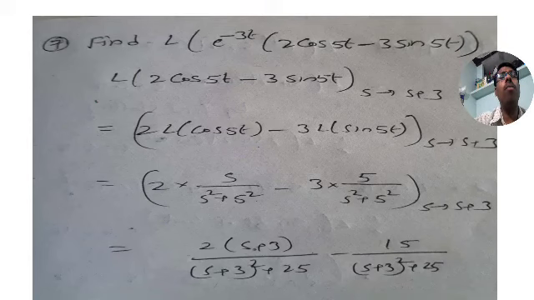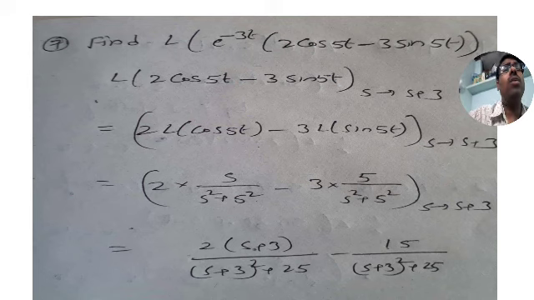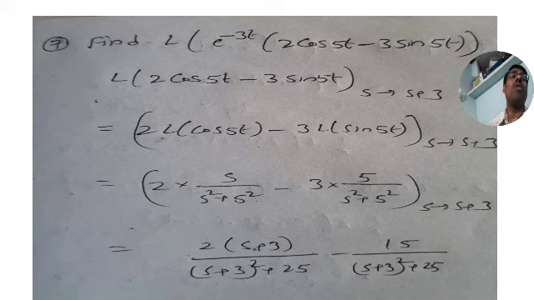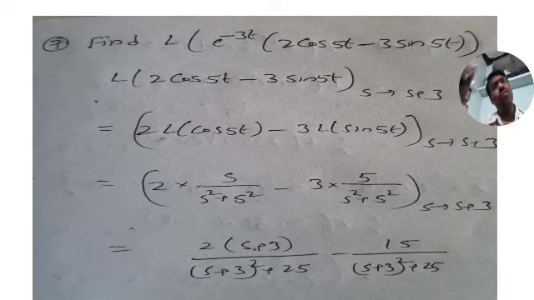Yes, this is a problem. Find L of e power minus 3t into (2 cos 5t minus 3 sin 5t). So again, a product of two functions. The first one is e power minus 3t and the second one has two terms here: 2 cos 5t minus 3 sin 5t. Don't be confused, it is very easy, very similar to that. It only looks big but it is very, very simple.